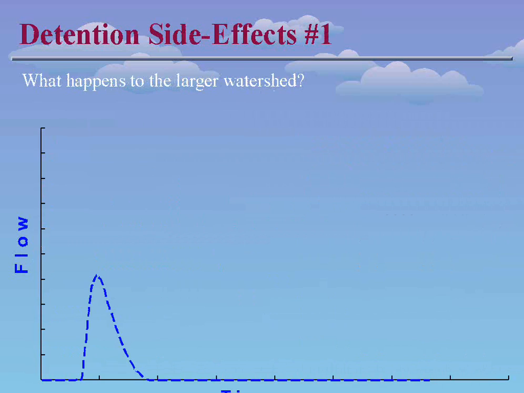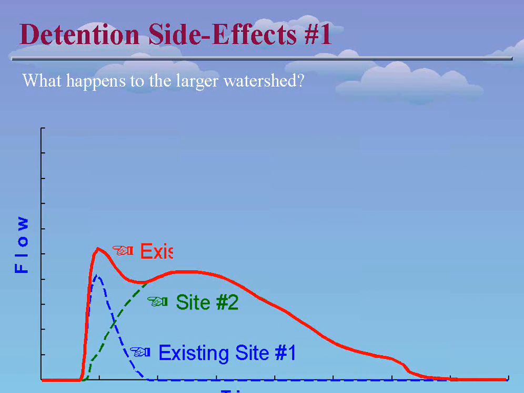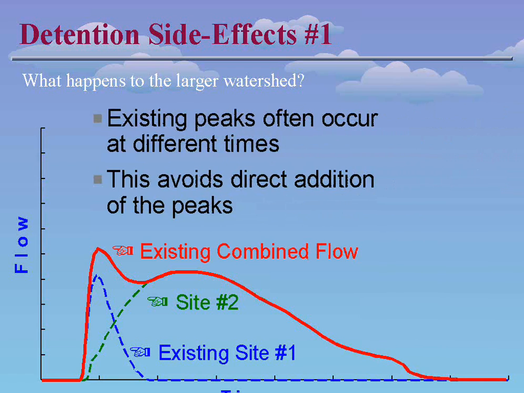Now, we do need to have a careful look at what happens to detention ponds in terms of the larger watershed. This slide illustrates 2 existing sites, one in blue and then a second in green, showing a hypothetical offset flow. So here's site 1 and here's site 2. When we combine those 2 sites, we get this final red curve. You'll notice the offset peaks mean that those peak flows do not add directly. In fact, the combined peak of these sites may only be a little bit larger than their individual peak flows.